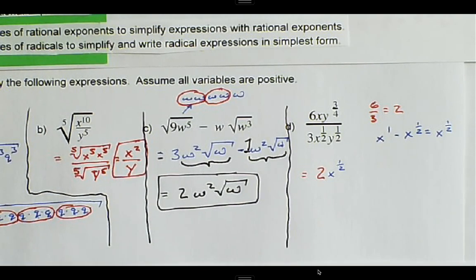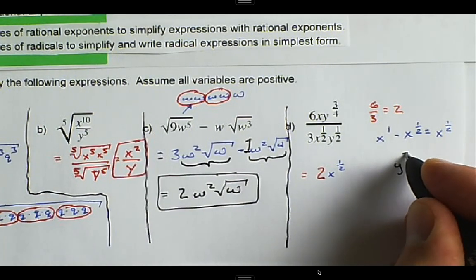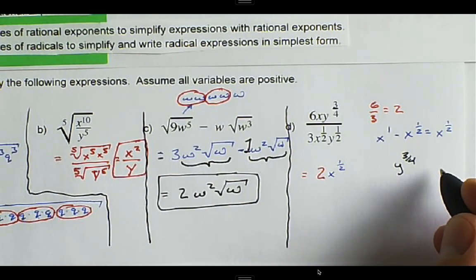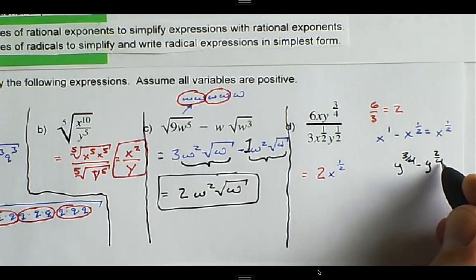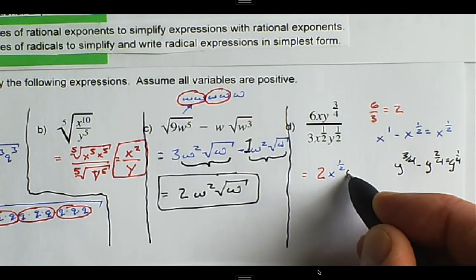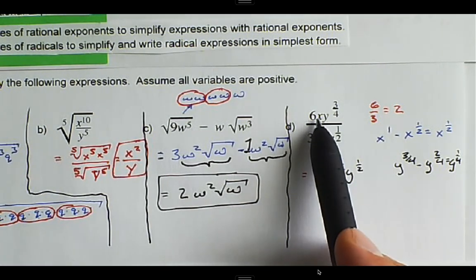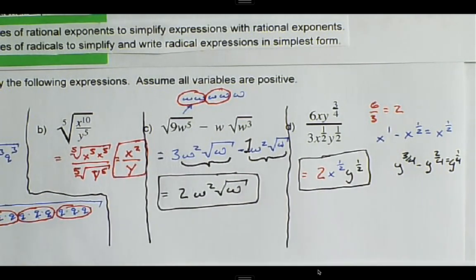And then the last part we have to deal with is our y's. In the numerator, we have y to the 3/4, and in the denominator, we have 1/2. Well, another way to write 1/2 is 2/4. So then we can subtract y to the 2/4, and what that leaves us with is y to the 1/4. So by canceling what was in our numerator with what's in our denominator, we can simplify that fraction as simple as we can get it.